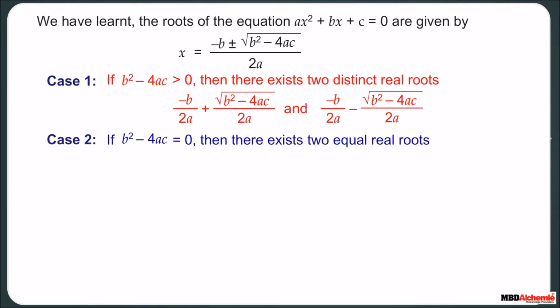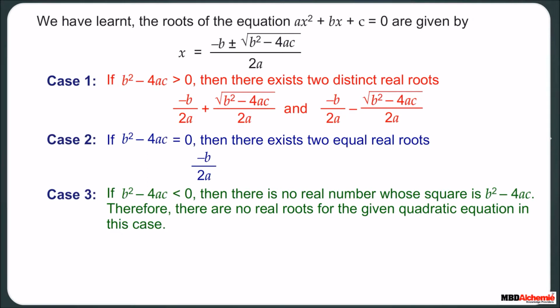Case 2. If b square minus 4ac is equal to 0, then there exist two equal real roots, that is, minus b divided by 2a. So, both the roots of the equation are minus b divided by 2a. Case 3. If b square minus 4ac is less than 0, then there is no real number whose square is b square minus 4ac. Therefore, there are no real roots for the given quadratic equation in this case.